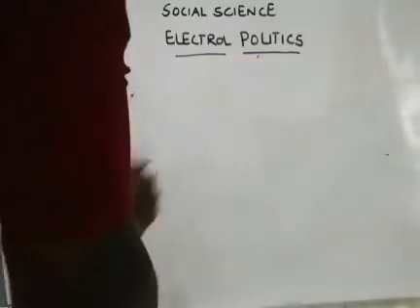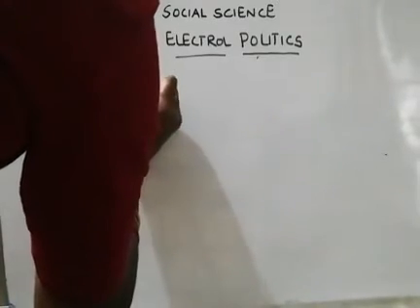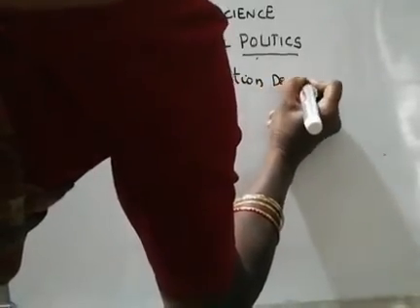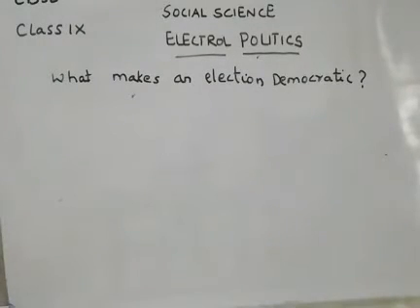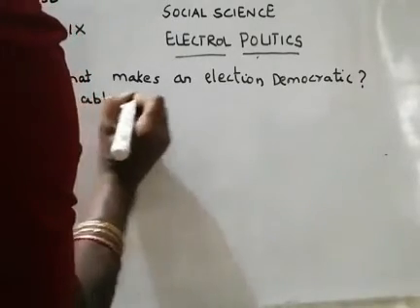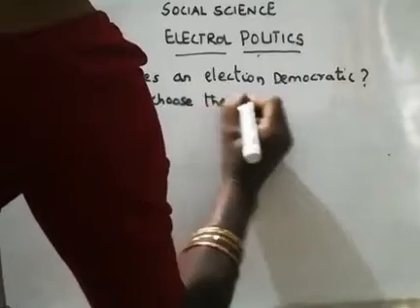Understand? So the next one is, what makes an election democratic? See, the minimum conditions of a democratic election include the following points. The first point is, everyone should be able to choose their own representatives.